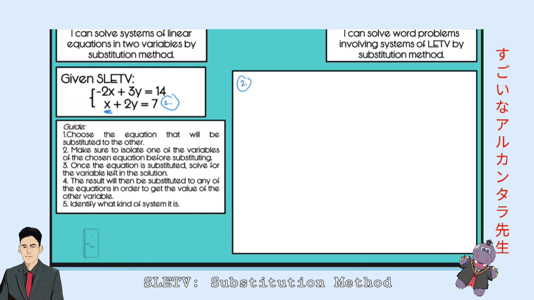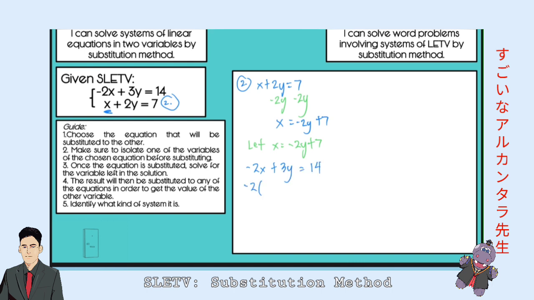So, doing so with the second equation, x plus 2y equal to 7, I will isolate the x variable by subtracting 2y to both sides. I will get x is equal to negative 2y plus 7. Doing so, let x be equal to negative 2y plus 7. Substitute that right there for the first equation. You will have negative 2x plus 3y equal to 14.